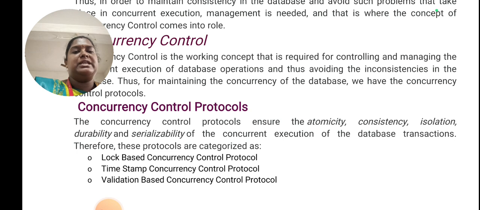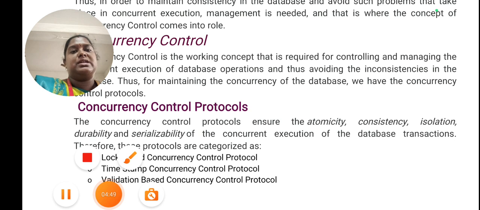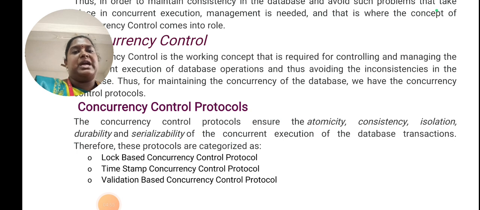Therefore, they are having three categories of protocols: lock based concurrency control protocol, timestamp concurrency control protocol, and validation based concurrency control protocol. These are the three protocols that address the problems happening in concurrency control.